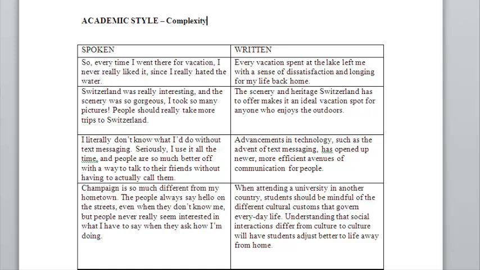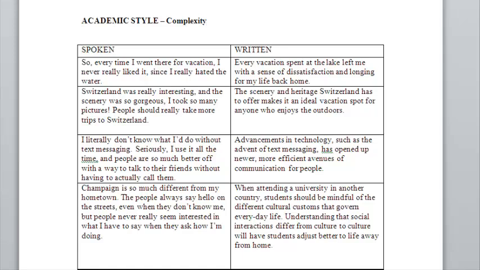And the last example, Champaign is so much different from my hometown. The people always say hello on the streets, even when they don't know me, but people never really seem interested in what I have to say when they ask how I'm doing. Notice how long that second sentence was. I think I tried to take a breath, but probably didn't get there. With your sentences, when we say complexity, I don't necessarily mean to make your sentences these huge long things, but to make sure that the ideas that you're putting in your sentences, in your paragraphs, are well separated into their own sentences, that you don't try and stuff too much into one sentence.